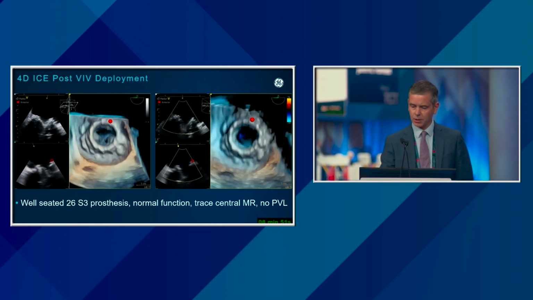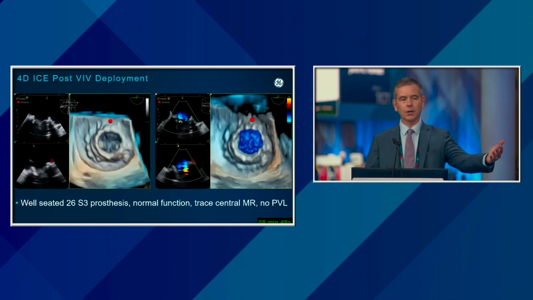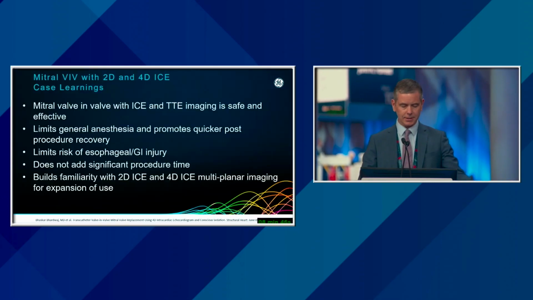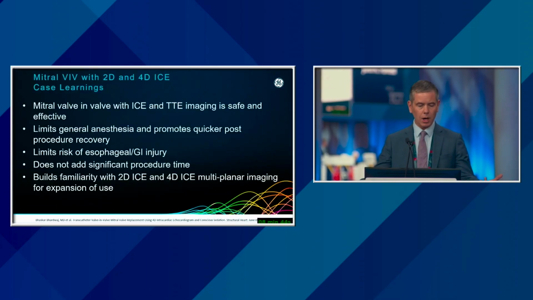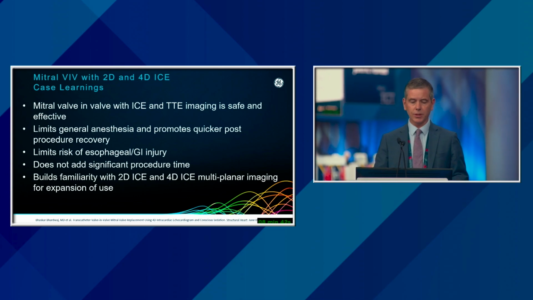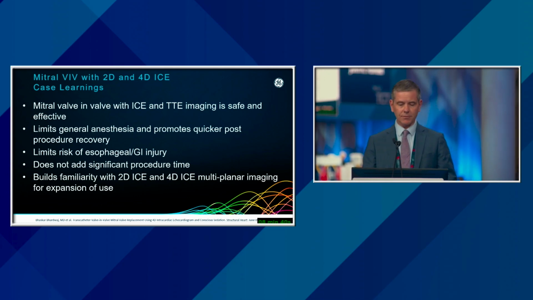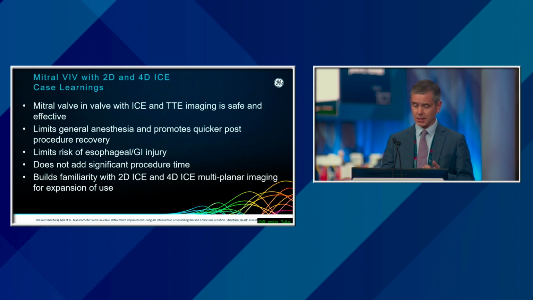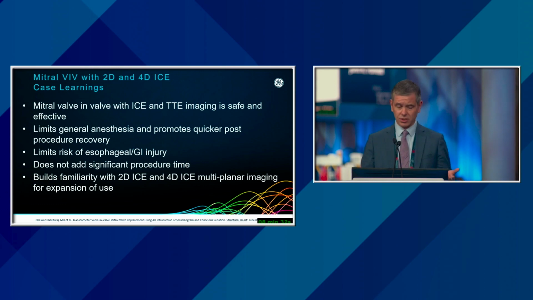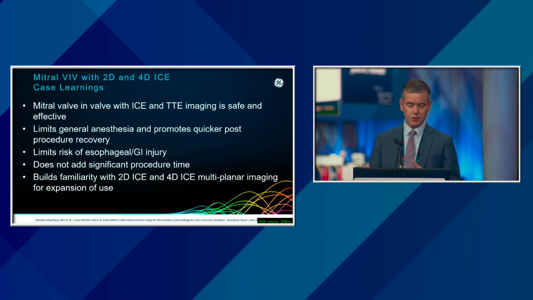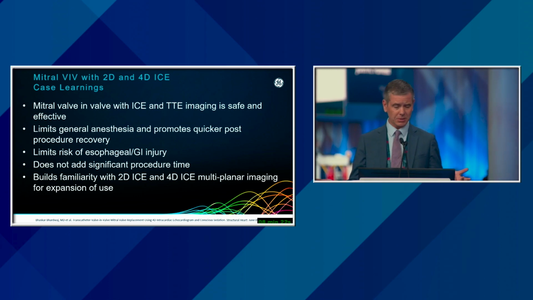So we thought this was a great example on how to take the first steps of integrating this into your program. So what were our case learnings from this one with both 2D and 4D ICE? Well, valve-in-valve with ICE and transthoracic imaging is safe and effective. We limited general anesthesia for this patient. He was discharged the next day. It limited any risk of esophageal or GI injury. We did not really add any significant procedural time to it. It was still about a 60-minute procedure.